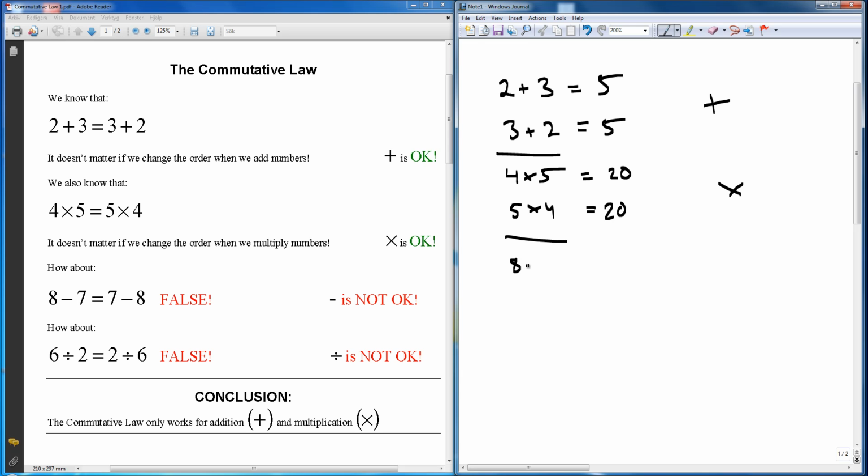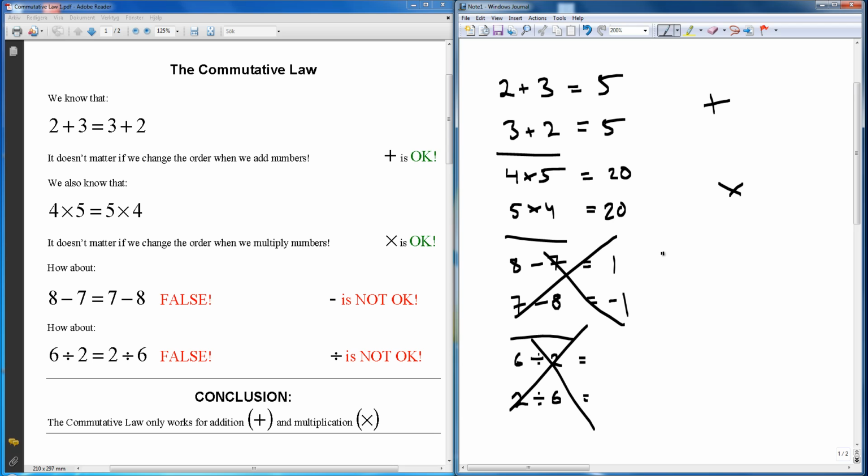But 8 minus 7 equals 1. But if we change the order, 7 minus 8, that's minus 1. So this is not okay. Same thing with division. If we have 6 over 2, and 2 over 6, if we calculate this, it's not going to be the same thing.